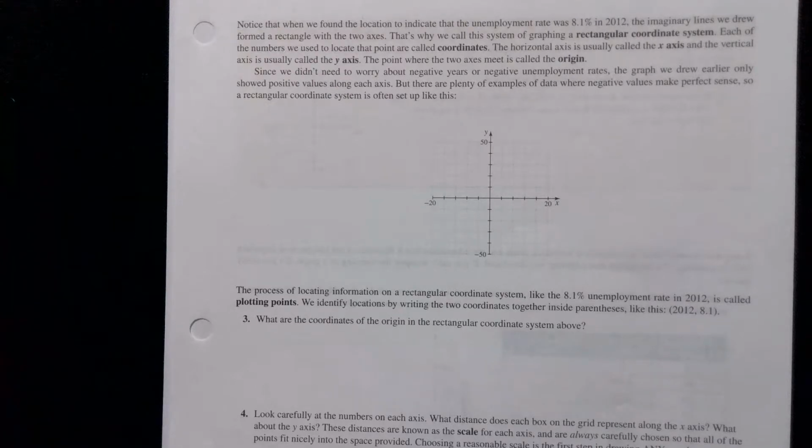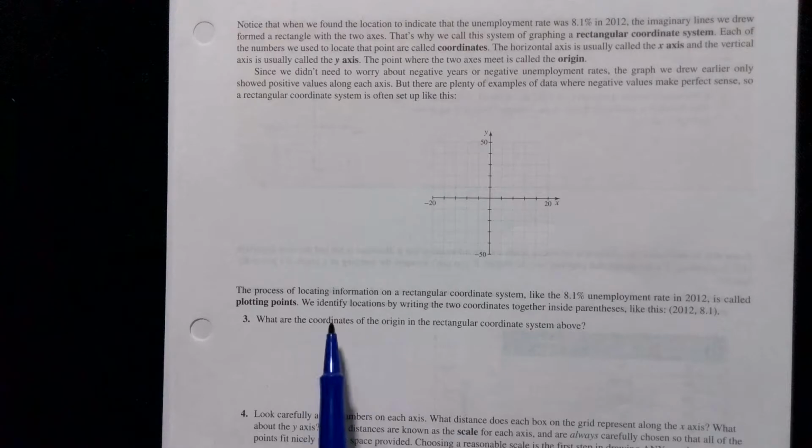Since we didn't need to worry about negative years or negative unemployment rates, the graph we drew earlier only showed positive values along each axis. But there are plenty of examples of data where negative values make perfect sense. So a rectangular coordinate system is often set up like this. As you all can see here, it's a basic coordinate plane.